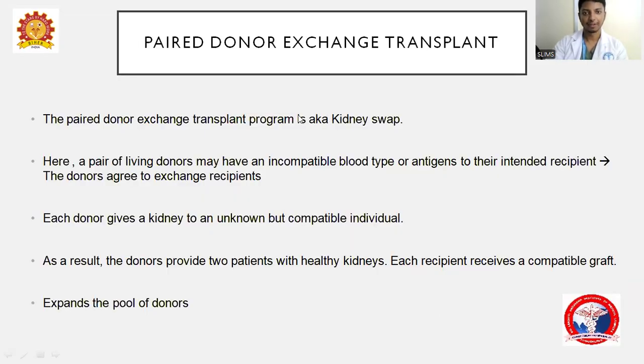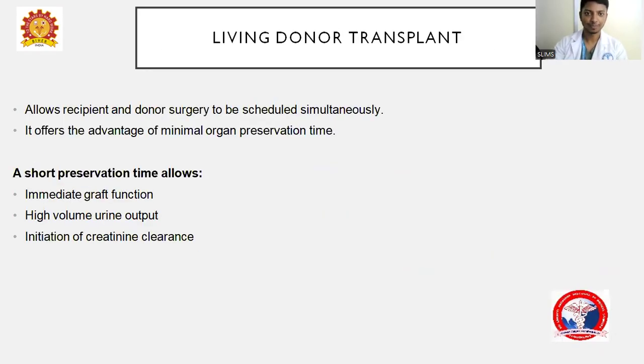Coming to paid donor exchange transplant. The paid donor exchange transplant program is also known as kidney swap. Here, a pair of living donors may have an incompatible blood type or antigens to the intended recipient, but the donors agree to exchange the recipients. Each donor gives a kidney to an unknown but compatible individual. As a result, the donors provide two patients with healthy kidneys. So each patient receives a compatible graft. This, as you can see, will expand the pool of donors.